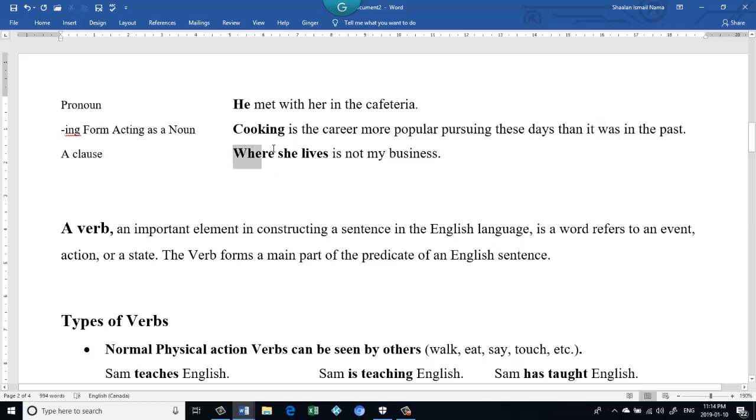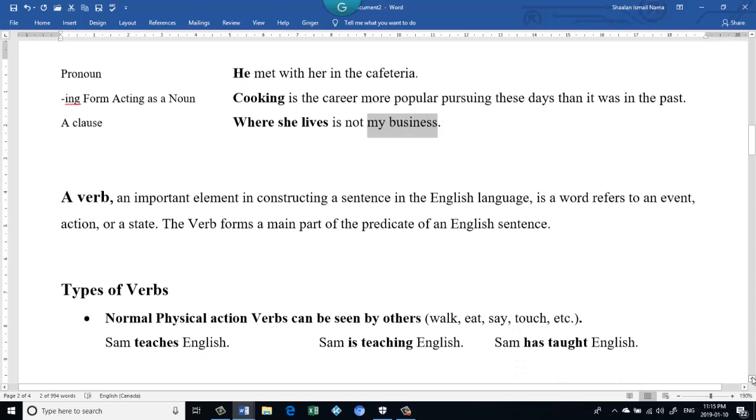It could be the subject as a clause. For example, 'where she lives'. This whole is a subject. Then we have 'is'. 'Is' is the verb, or the main verb you could say, the auxiliary verb acting as the main verb, then 'my business' is the object.